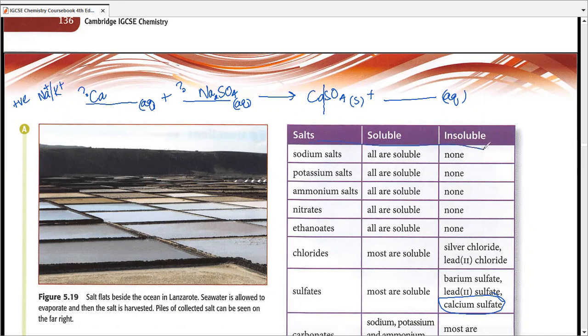Why am I picking these ones? I am sure that all of their salts are soluble. So all sodium salts are soluble, all potassium salts are soluble. That's why I picked them. I would know for sure that this would get dissolved in water. Make sense?